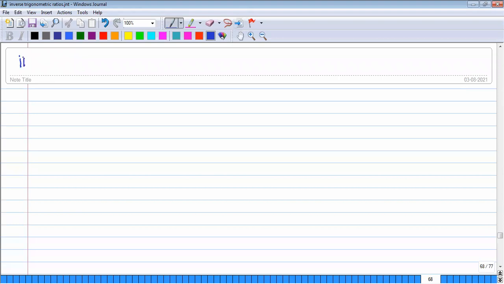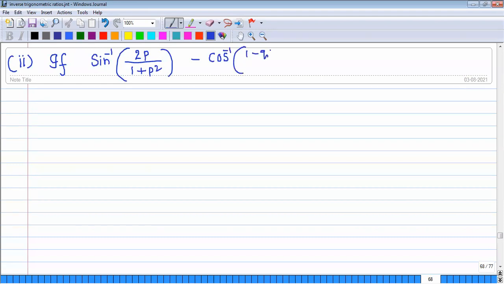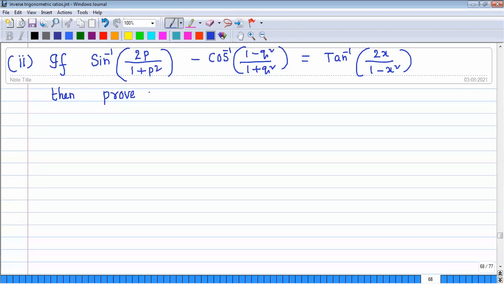So now the second question. If sine inverse of 2p upon 1 plus p square minus cos inverse of 1 minus q square upon 1 plus q square equals tan inverse of 2x upon 1 minus x square, then prove that x is equal to p plus q by 1 minus pq.